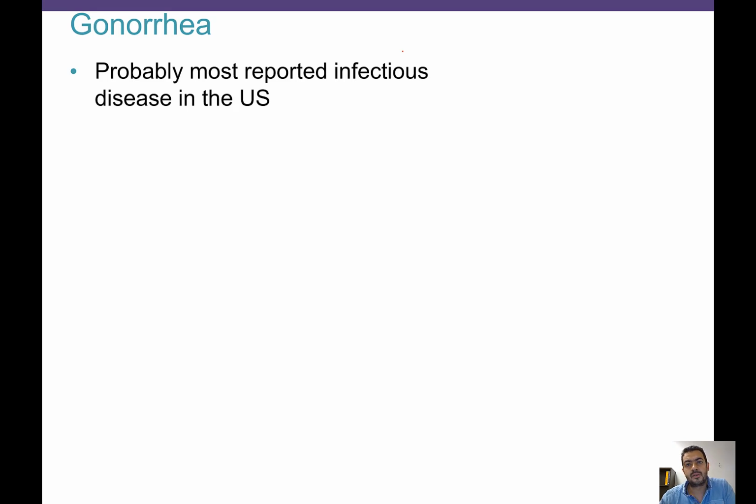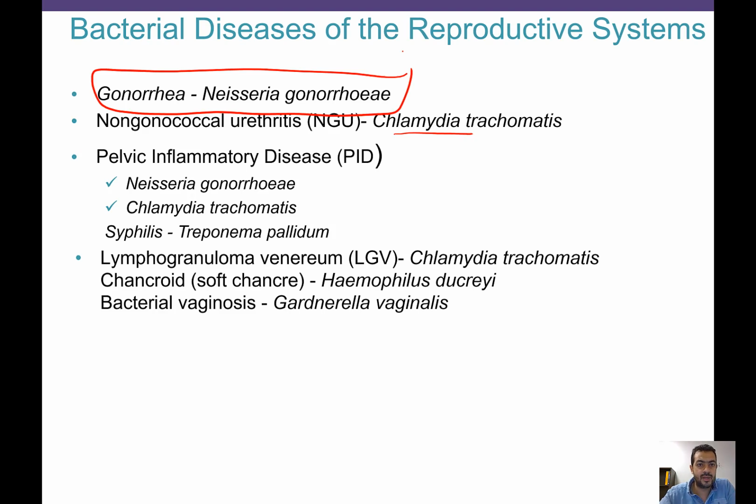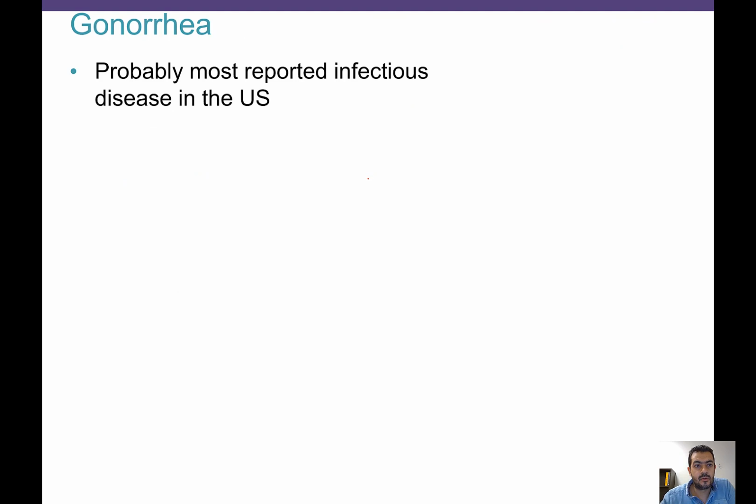So gonorrhea is one disease caused by Neisseria gonorrhea. If you remember, we said Neisseria gonorrhea causes two diseases. Number one, gonorrhea, and number two, PID, pelvic inflammatory disease. Gonorrhea is probably one of the most reported bacterial infections in the US. I mean, a bacterial infection affecting the reproductive system.